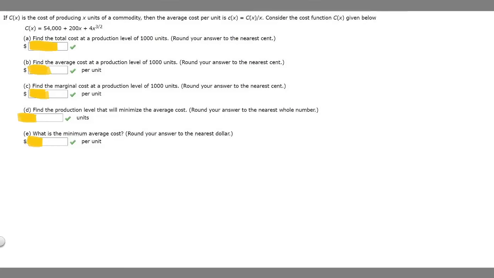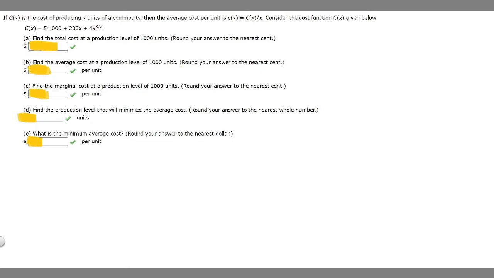So in this problem, we're told that if C of x is the cost of producing x units of a commodity, the average cost per unit is C bar of x, which equals uppercase C of x over x, and then consider the cost function uppercase C of x given below. So uppercase C of x is going to be equal to 54,000 plus 200x plus 4x to the 3 over 2. So let's start with A.